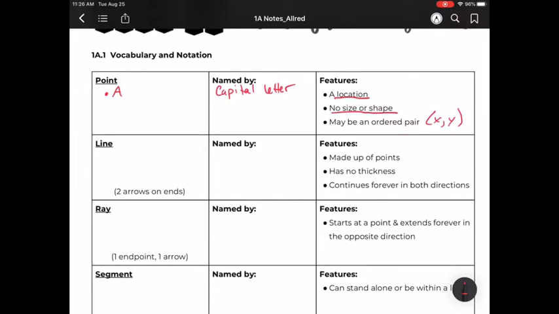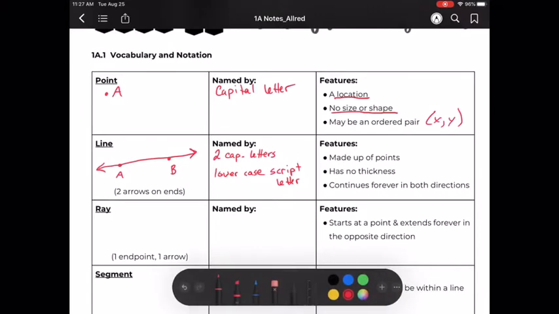Anytime I have a point with a capital letter, and I take another point, so I'm going to do my point A there again, and I'm going to do another point, let's call it B, and I connect those with a linear path, or a line, that goes on forever in both directions, that becomes a line. And we name a line either by two capital letters or a lowercase script letter. Here's what that looks like.